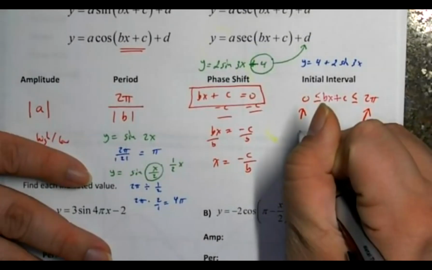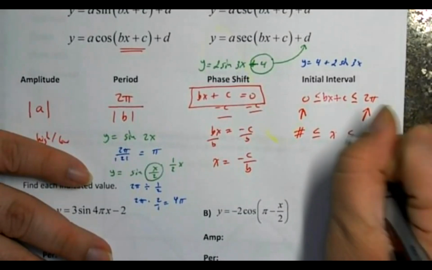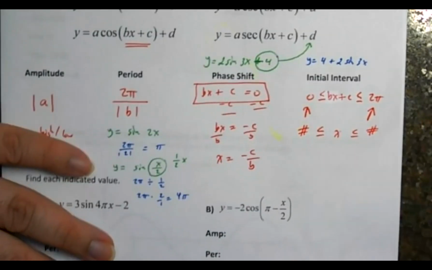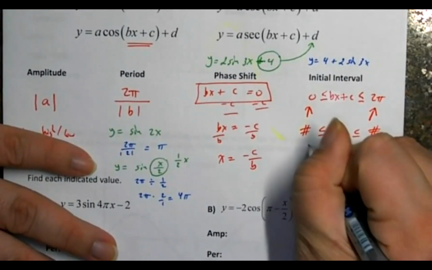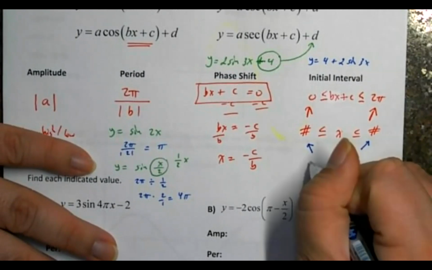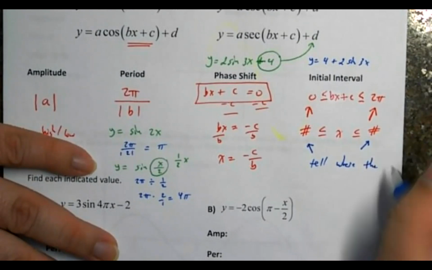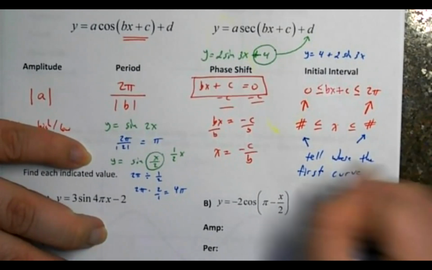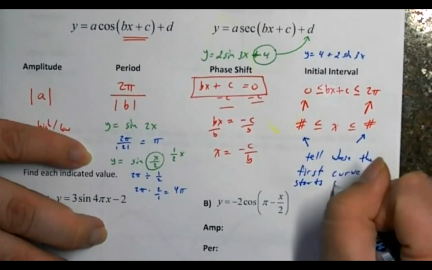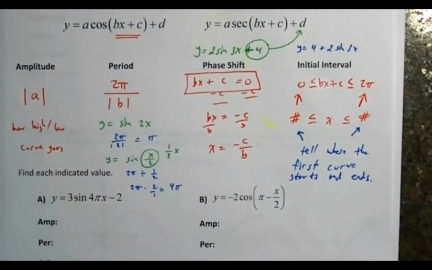When you're done, it's going to look like this: some number is less than or equal to x, less than or equal to another number. You're going to have 2 numbers on the ends, and those numbers tell where the first curve starts and ends. Where does that first curve begin and where does it end?